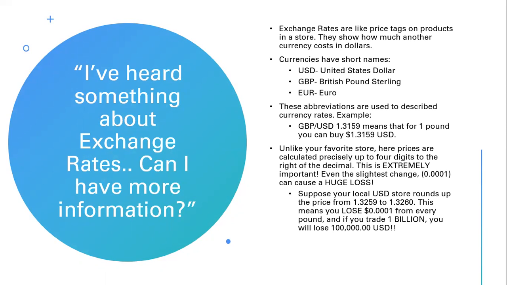So suppose your local United States dollar store rounds up the price from $1.3259 to $1.3260. This means that you're going to lose 0.0001 cent from every pound. Now, if you trade 1 billion pounds, you're going to lose $100,000 United States. That's huge, right? So you can see how much even just a slight change at the 0.000 whatever factor can really affect you in trading.